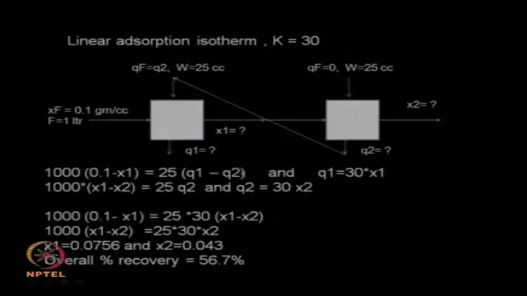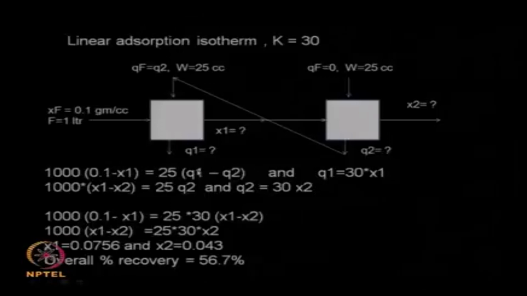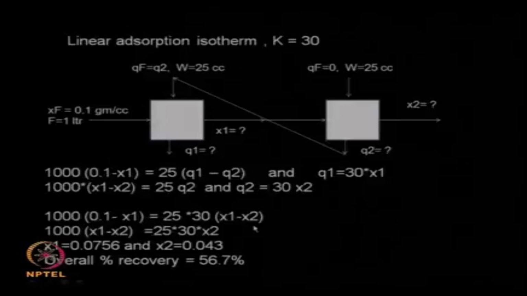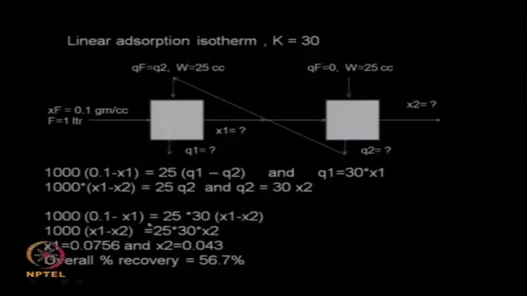So now we can substitute q2 here and q1 like this. So you end up with two simultaneous equations containing two unknowns, x1 and x2, understand? So two simultaneous equations containing x1 and x2. So we can solve, and we end up with quantity of x1 is 0.0756, quantity of x2 is 0.043.